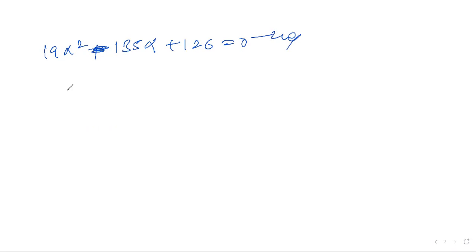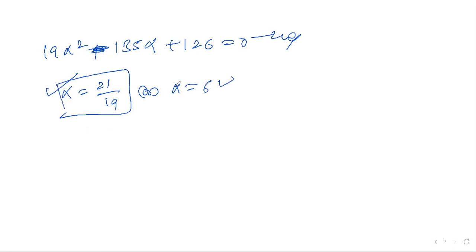I'll write the equation in terms of alpha. It is second order: 19 alpha square minus 135 alpha plus 126 is equal to 0. This is a second order equation. After simplifying, you are going to get alpha is equal to 21 by 9 or alpha is equal to 6. Two values for alpha.